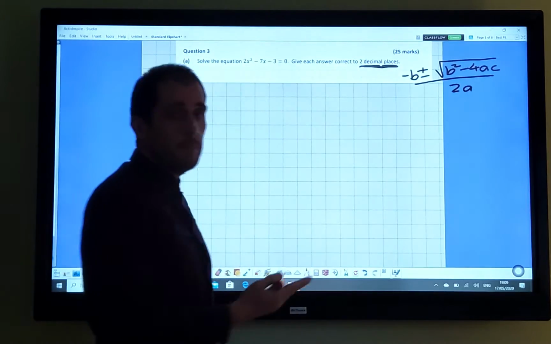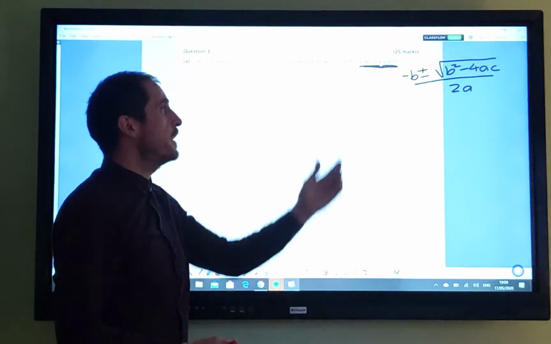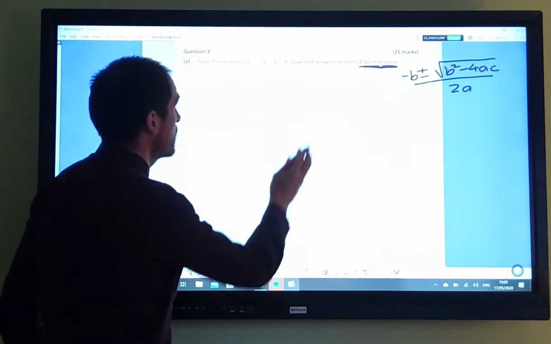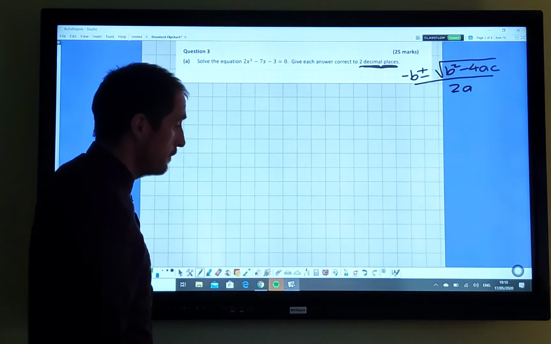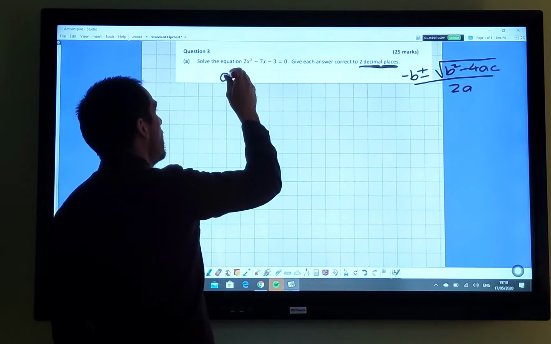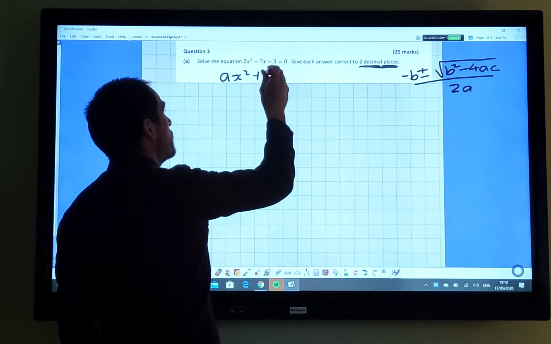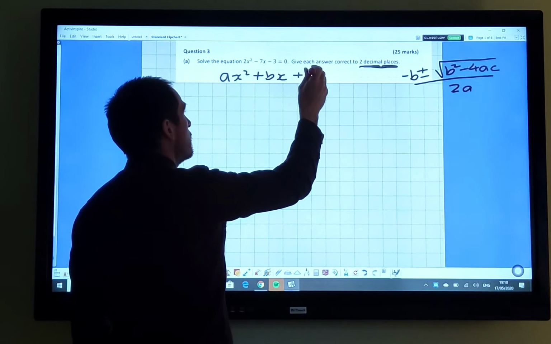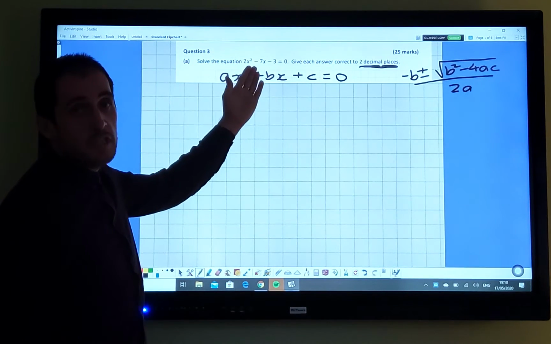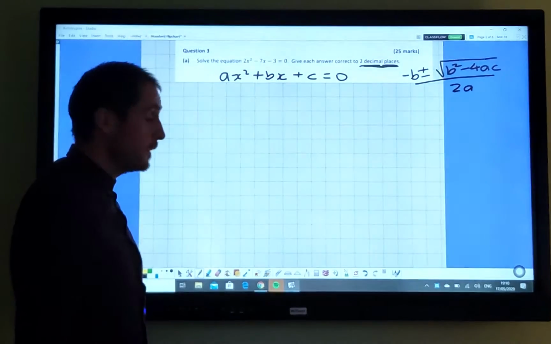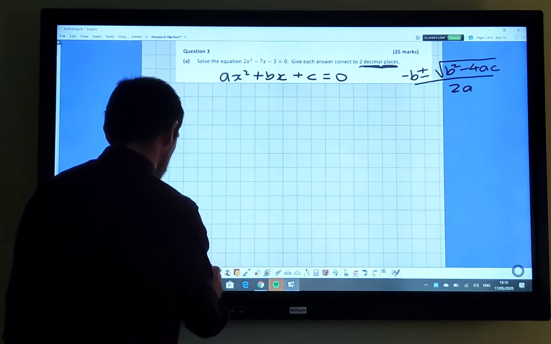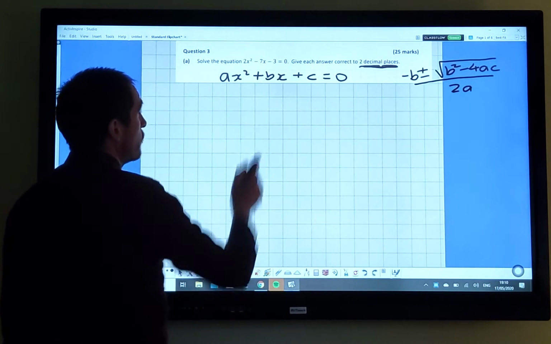So, people look at this and they get really confused with the letters. But all these letters mean is they stand for different numbers. And the numbers are directly related to this equation here. Because any quadratic equation is written in the form ax squared plus bx plus c equals 0. So in other words, whatever x squared is multiplied by, that's equal to a. Whatever x is multiplied by, that's equal to b. And whatever is left over is c.